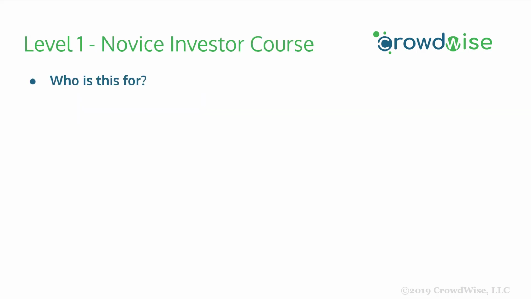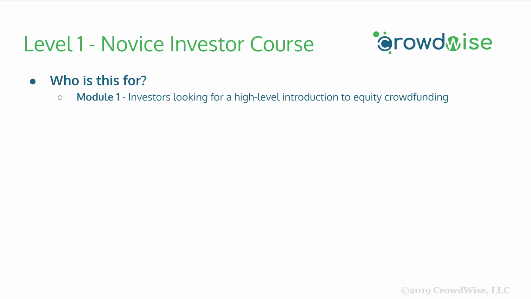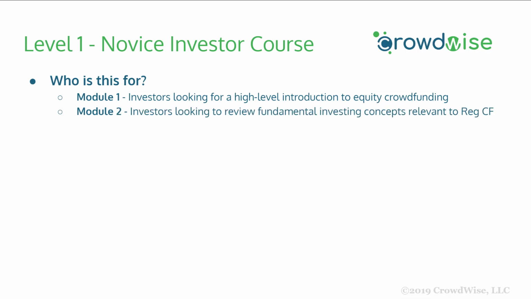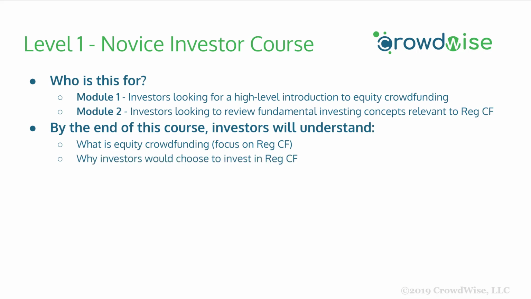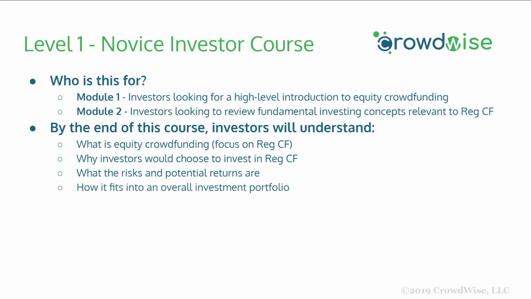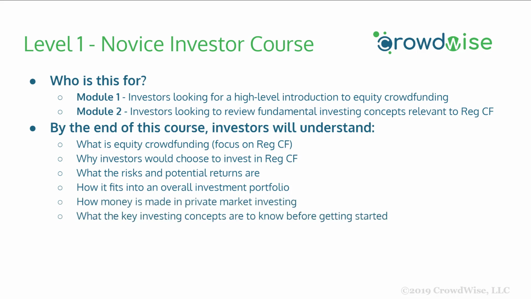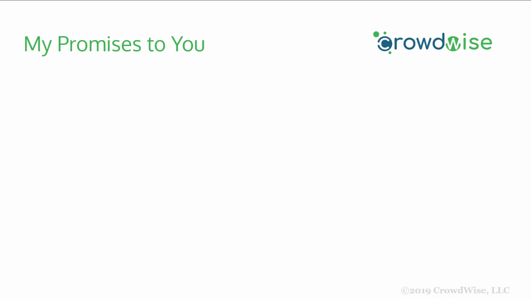So the Level 1 investor course is for novices. Who is this for? Well, as we mentioned, Module 1 is for investors looking for that high-level introduction to equity crowdfunding, while Module 2 will review some of the key concepts and fundamental investing concepts relevant to Reg CF, regulation crowdfunding. By the end of this course, our hope is that investors will understand what is equity crowdfunding, with a focus primarily on Reg CF, but we'll also be touching a little bit on Regulation A+, why investors would choose to invest in Reg CF, what the risks and potential returns are, how it fits into an overall investment portfolio, how money is made in private market investing, what the key concepts are to know before getting started, what the key traits of a successful investor are, and how and where to get started.